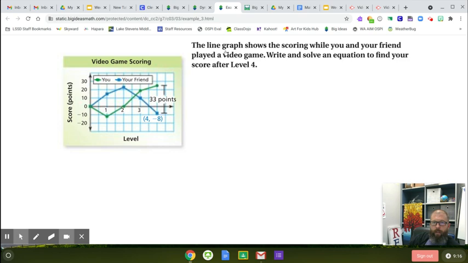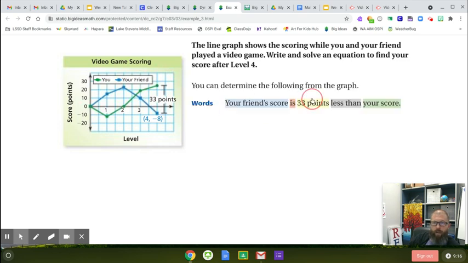Now, it says, write and solve an equation to find your score after level 4. Okay, so you are green. So we have level 1, level 2, level 3, level 4, right? And here's our total number of points over here. So it looks like this is at 25, right? You went negative, then you gained some, and you went up to 25. Okay.